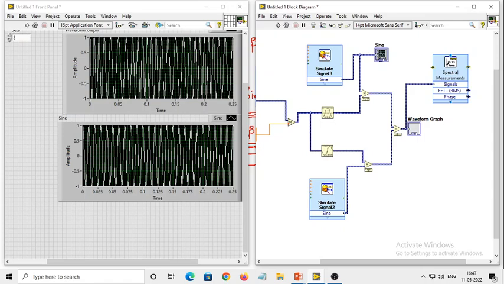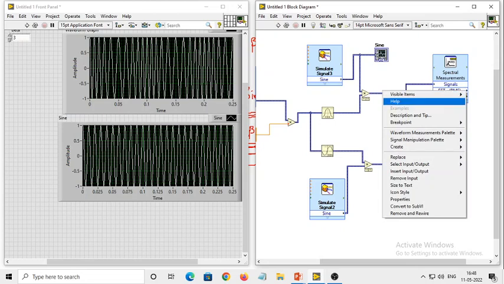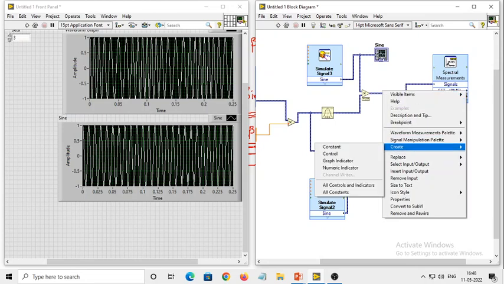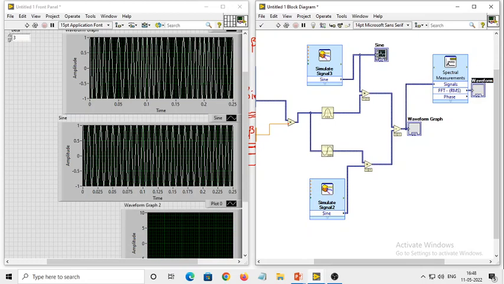RMS. So this is also one of the mistakes that I observed in the lab. Most of you are seeing the output from phase, which is wrong. We require graph indicator at the FFT RMS. Create graph indicator.